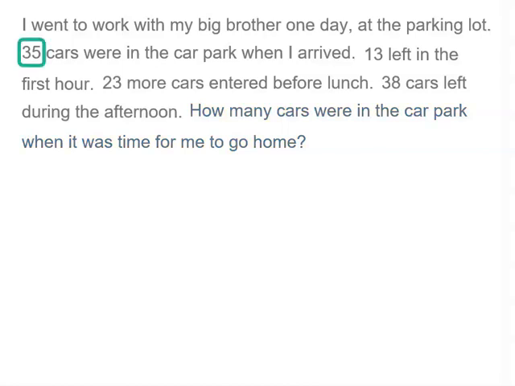35 cars were in the car park when I arrived. They were in the car park already, so that's what we have to start with. So that's our first number. So when I arrived, there were 35. So let's write 35.